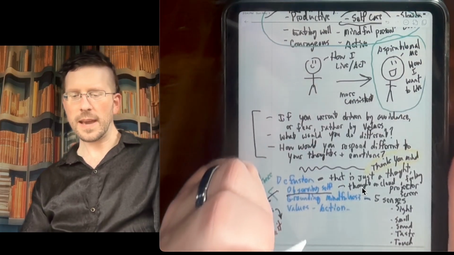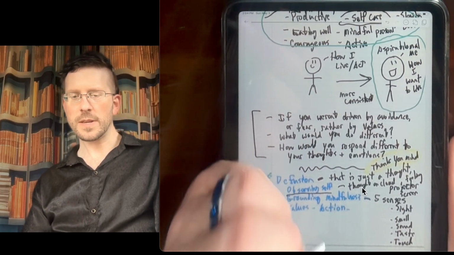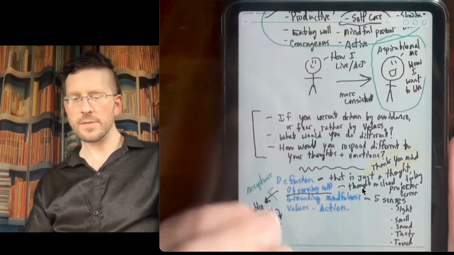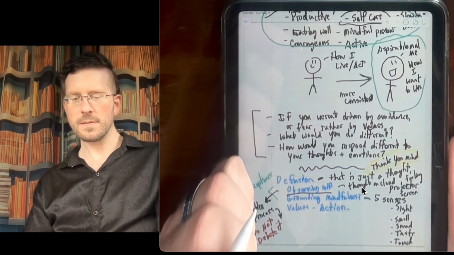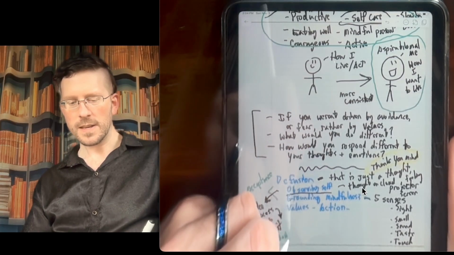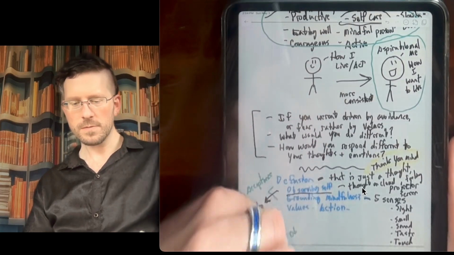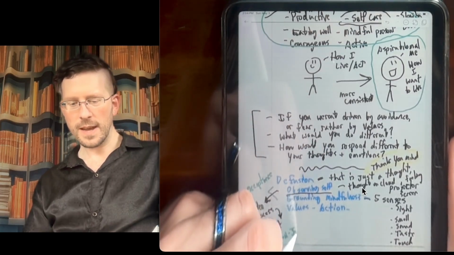Okay, then the values piece. What do you want to take action towards? If you weren't experiencing the negative junk that you're experiencing, and well, let me add this piece. As you're observing, the point is non-judgment.